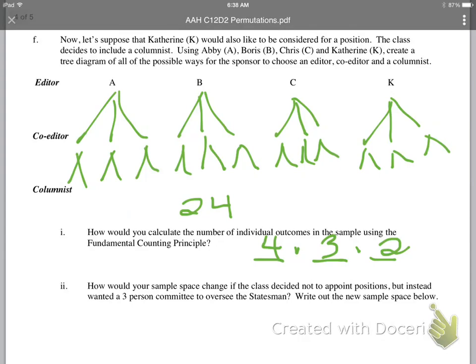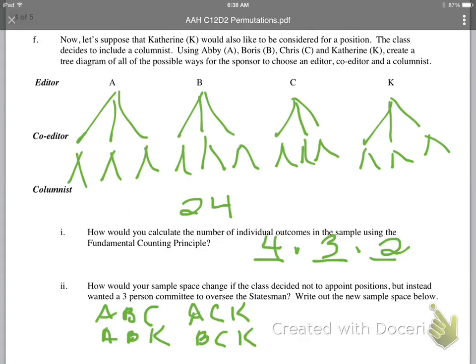Okay, so the sample space would be Abby, Boris, and Chris; Abby, Boris, and Catherine; Abby, Chris, and Catherine; or Boris, Chris, and Catherine. So now, instead of having 24 different possibilities and writing out the sample space, we don't need a tree. We could do a tree diagram, but I think it's just as easy to write them out.